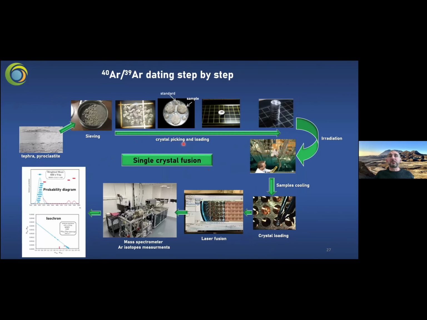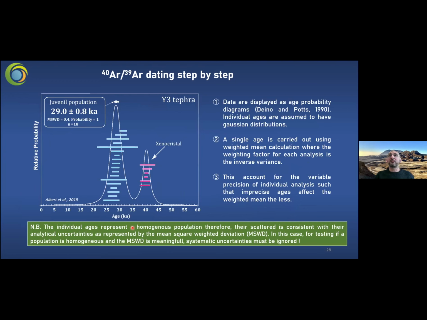You could do single crystal fusion. It's the same process, but in that case you measure grain by grain by laser ablation, and you use probability diagrams. I will come back to the isotopes just after that. Individual ages are treated assuming a Gaussian distribution. A single age for this population here, the youngest one, is calculated by the weighted mean.